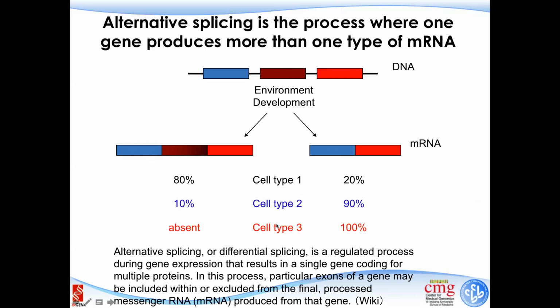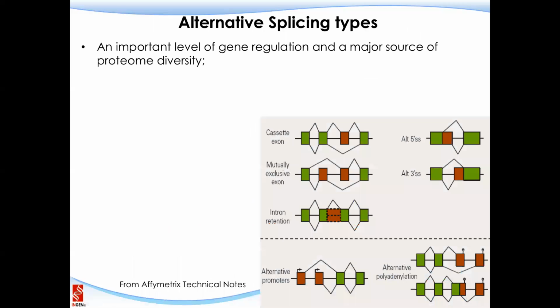This example illustrates that in different cell types, the proportion of the different transcripts produced by this gene can be different. Like cell type 1 can have a higher percentage of the first transcript, while cell type 3 can have a total absence of the first transcript. And this may really determine the cell fate and also the differences between cells.